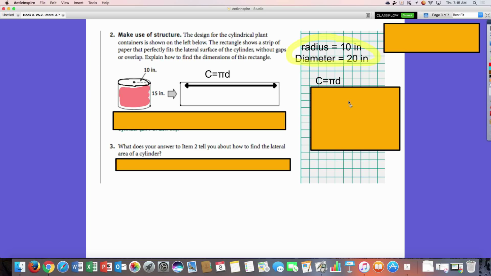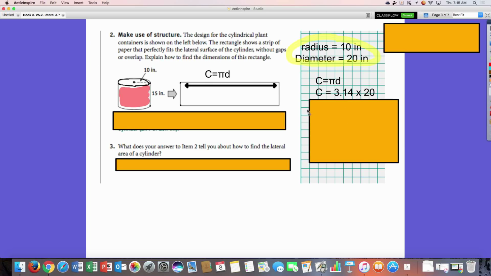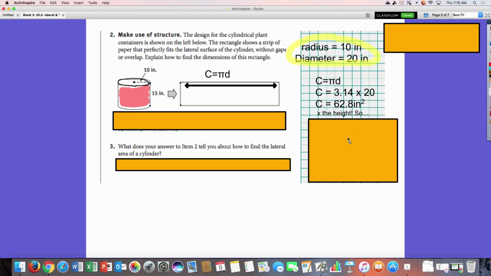We know C equals pi d. In this particular problem, C, the circumference, pi, 3.14. D, diameter. Remember, if radius is halfway across, diameter is all the way across. So that gives us 62.8 inches. I don't even know why I squared that. That's not right. That time I squared the area, but I didn't need to.